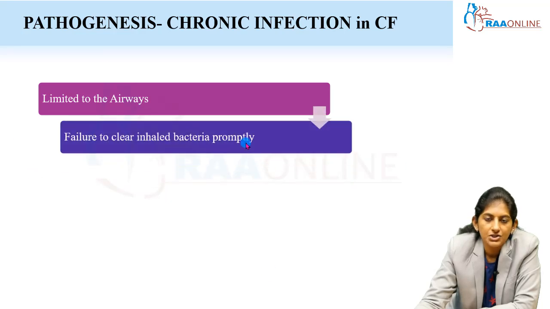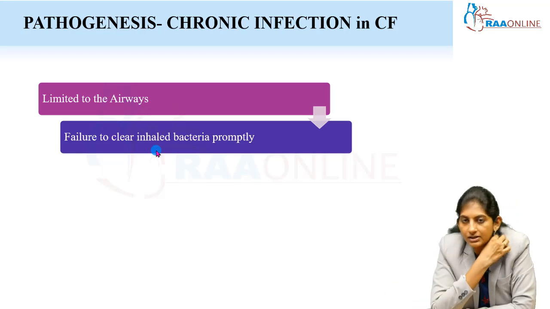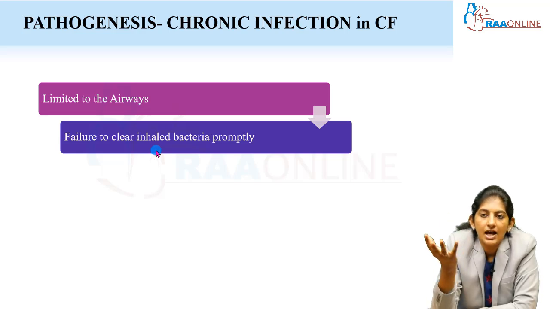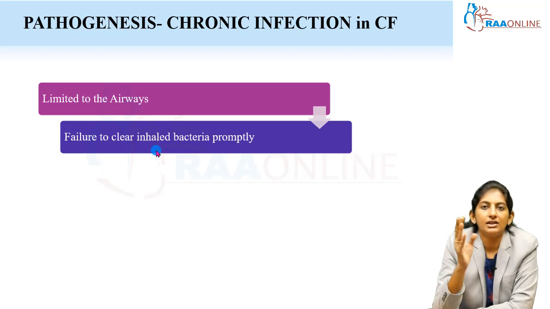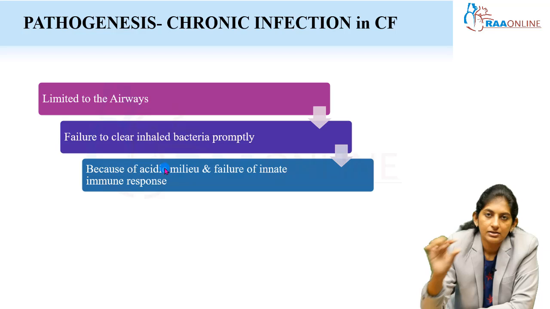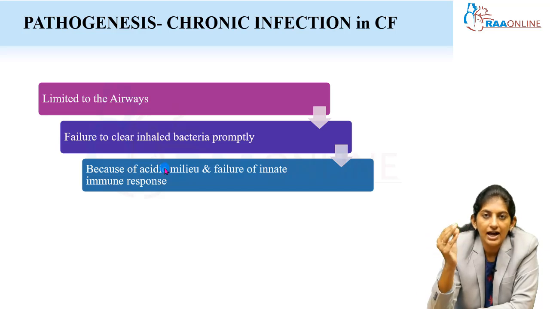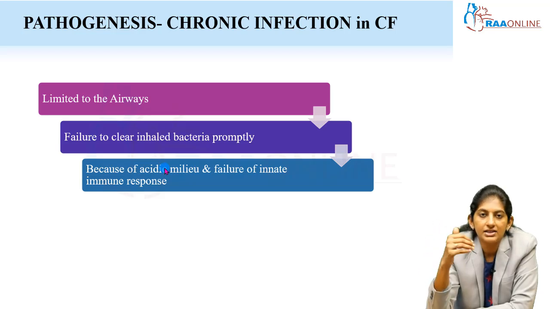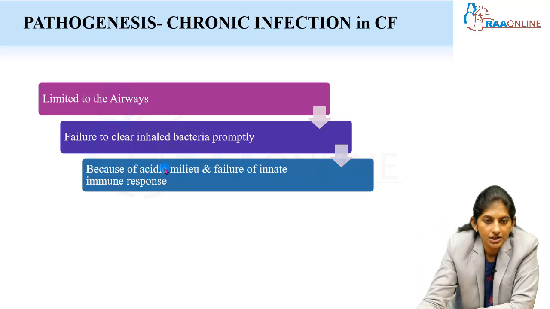These patients will not be able to clear the bacteria promptly. We know that the airway surface liquid is not normal here. The secretions are very, very viscid, and so the cilia also will not be able to function normally. Because of this, the inhaled bacteria will not be cleared. And of course, the secretions will be very, very acidic, and because of the acidic nature, whatever innate immune response, the secretory IgA, all those innate immunity will not be able to function normally.